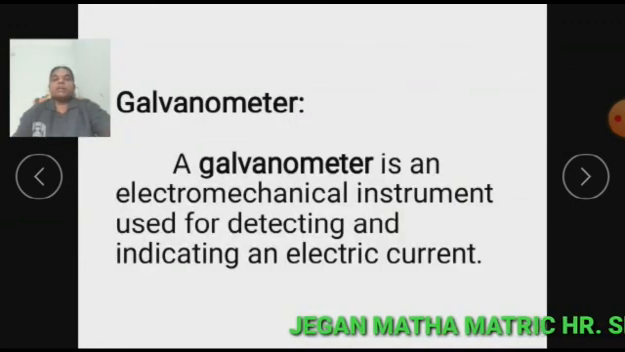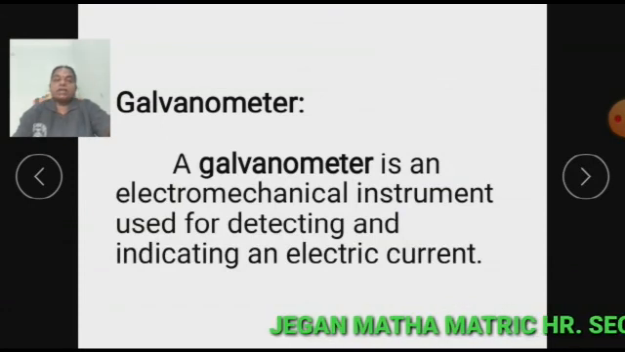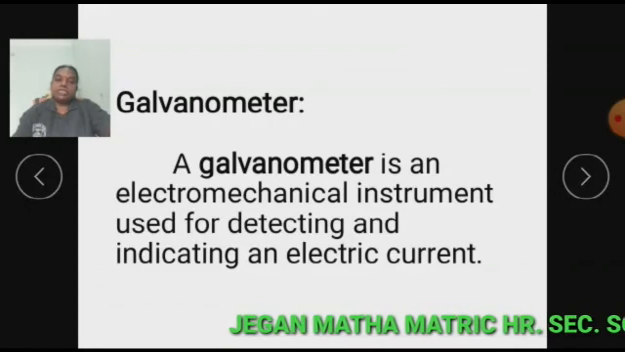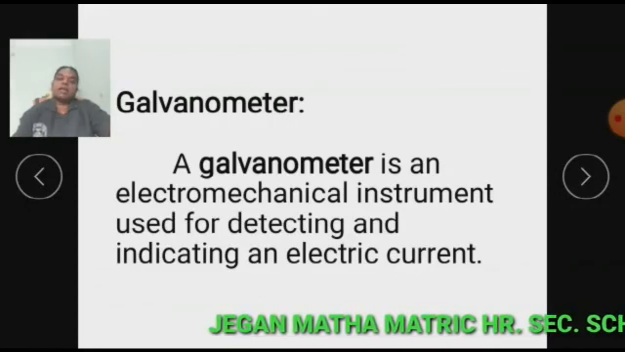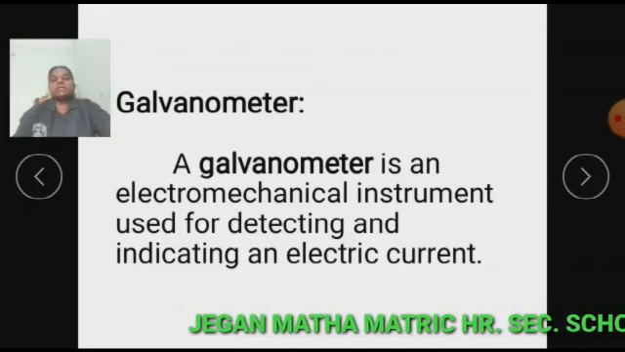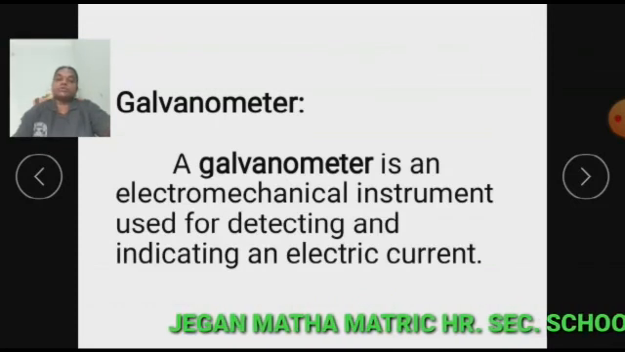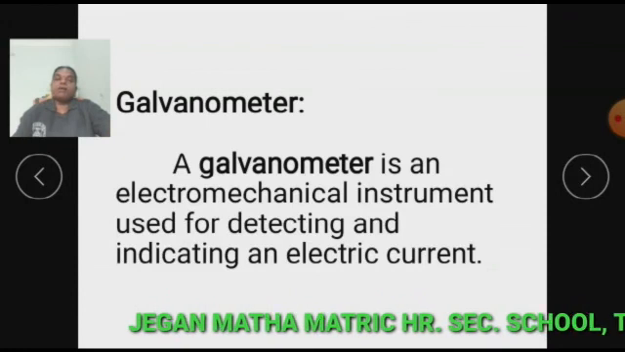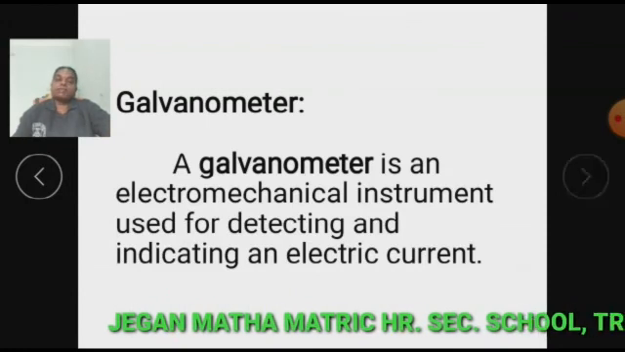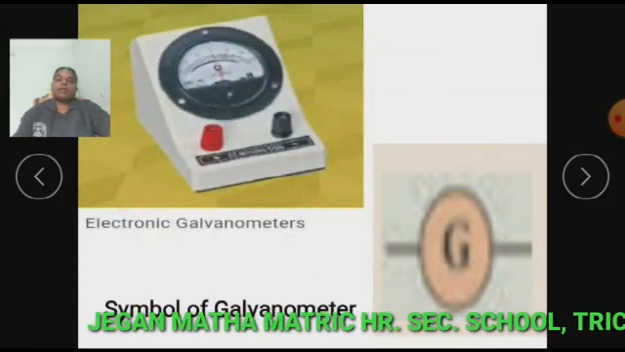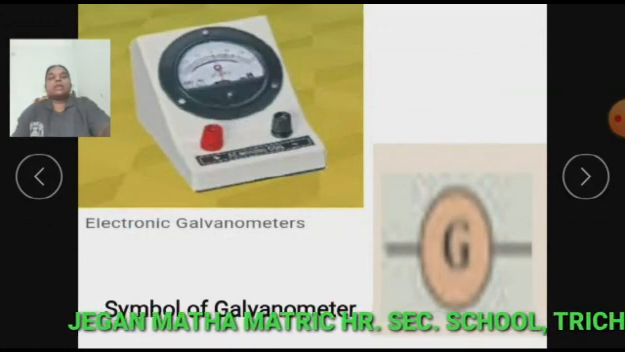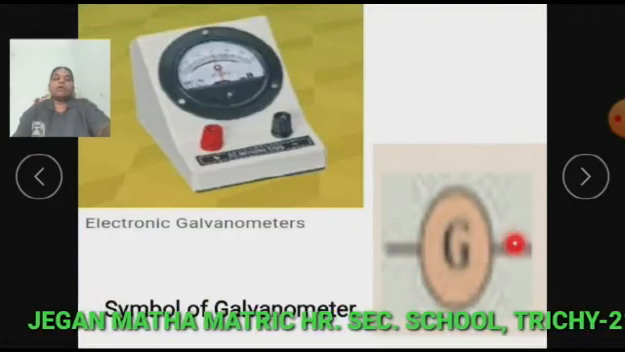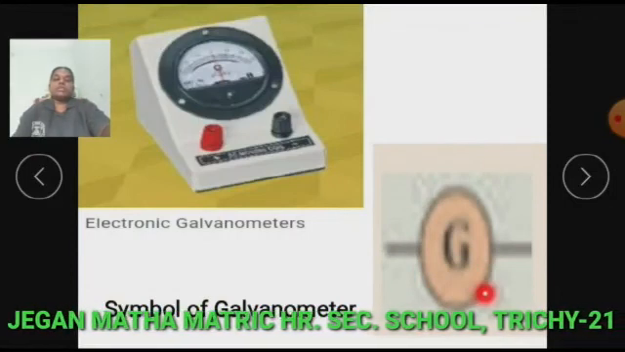Galvanometer. A galvanometer is an electromechanical instrument used for detecting and indicating an electric current. That means galvanometer is used to find the direction of current. In this figure, electronic galvanometer and the symbol of galvanometer, G, are shown.